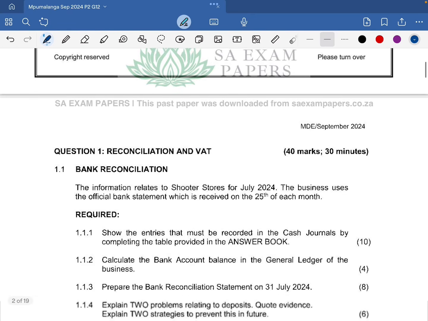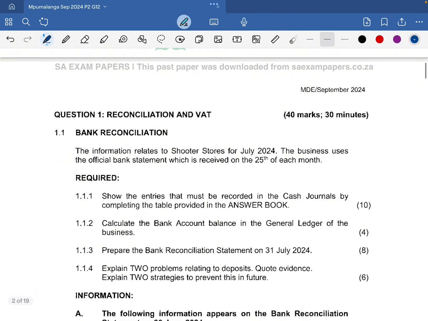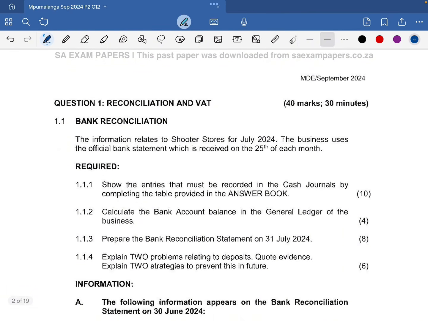And then we're just going to look at question 1, specifically the reconciliation part, and we'll do the VAT on some other time. Now, with bank reconciliation, we're given the information that relates to Shooter Stores for July 2024. So we know that the business uses the official bank statement, which is received on the 25th of every month. So that's a key thing. We need to be careful of the transactions after the 25th.